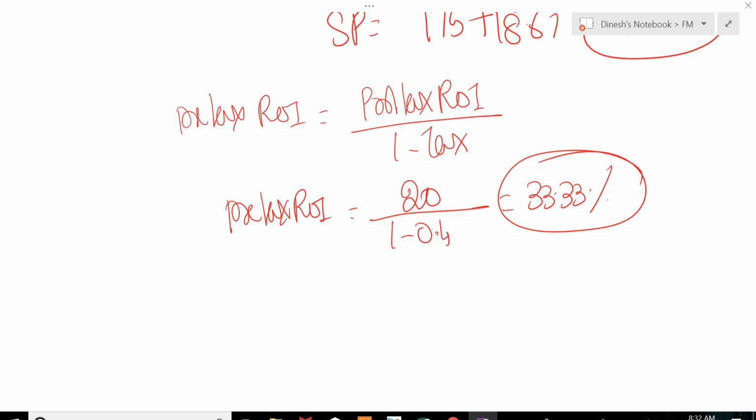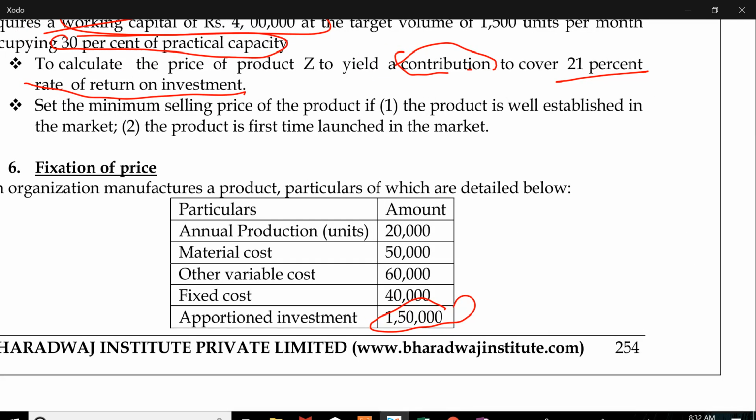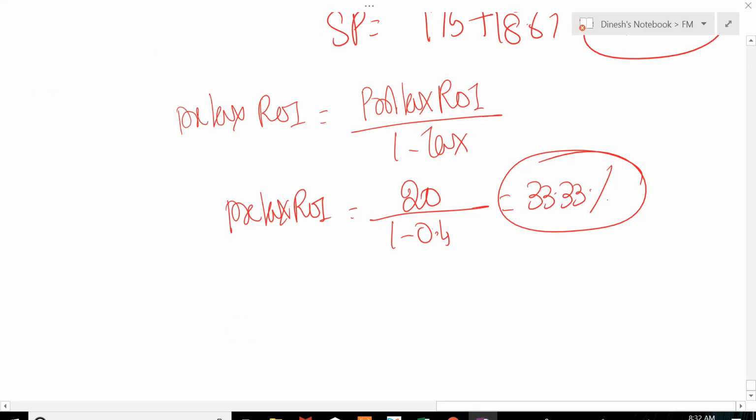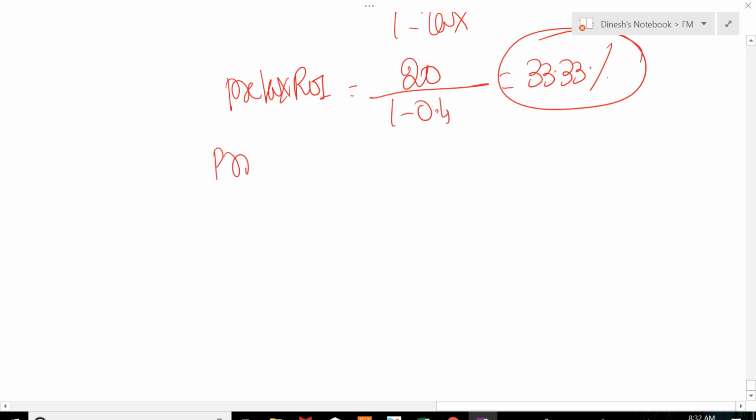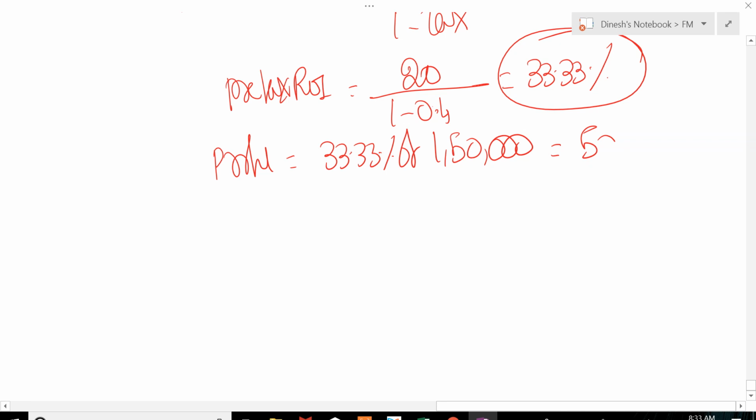Any doubts on this? Then you can write profit equal to, how will you get the profit? 33.33% of what? Of 1,50,000 investment. Profit equal to 33.33% of 1,50,000, which is 50,000.